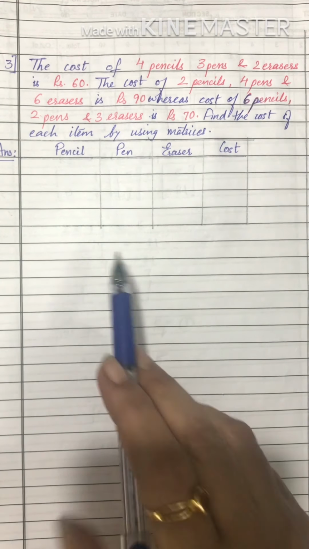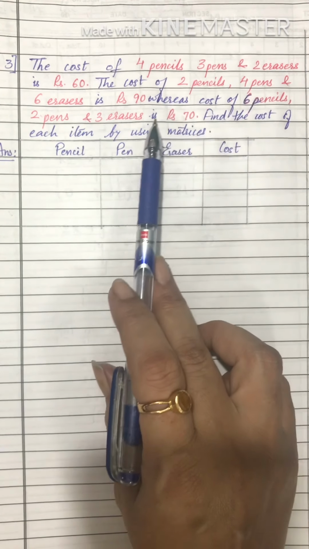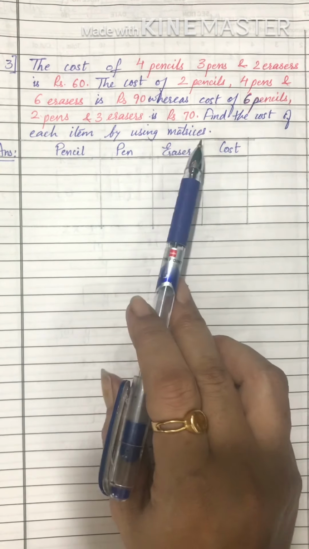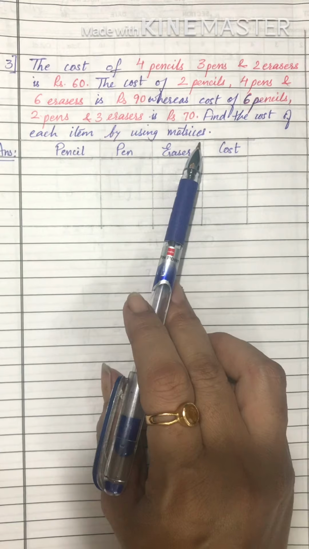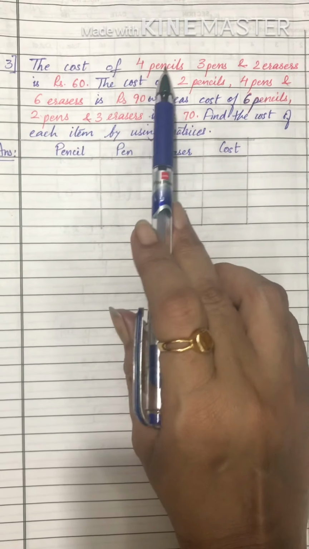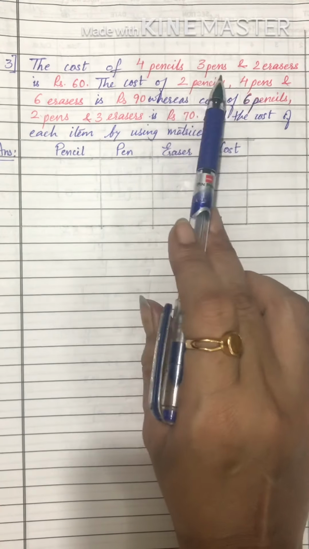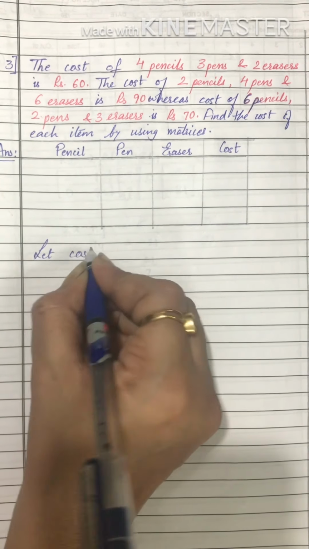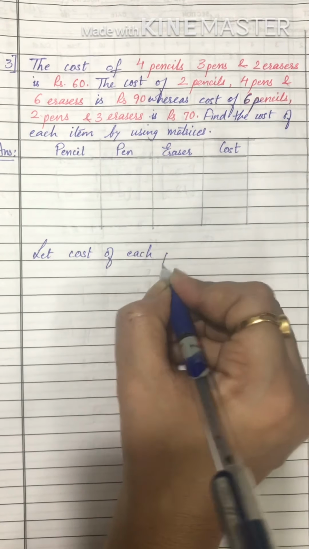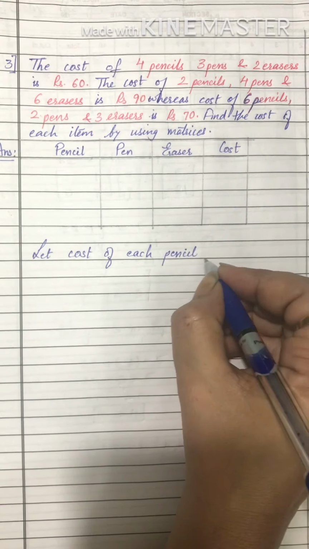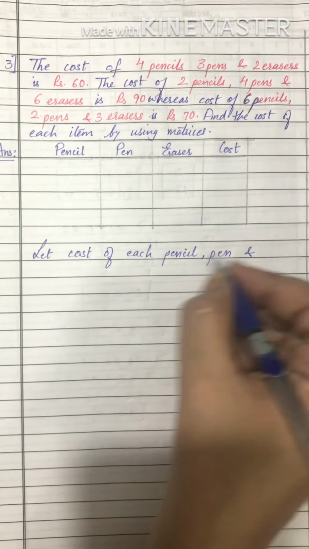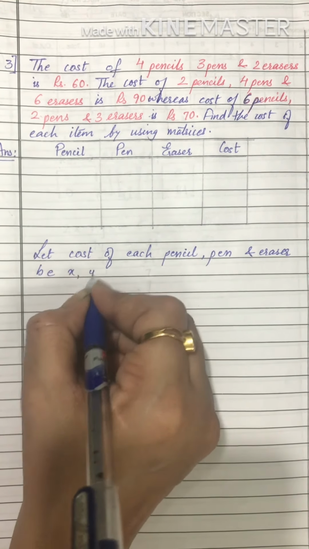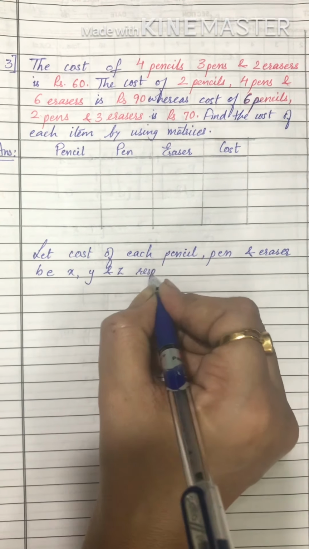Okay, our next is a word problem, and it has been asked to solve this problem and find out the cost of each item by using matrices. They have asked us to find the cost of each item. The items are pencils, pens and erasers, in this order. So we will write down first: let the cost of each pencil, pen and eraser be x, y and z respectively.